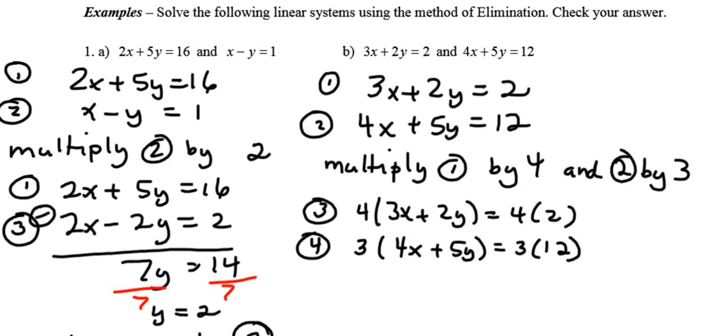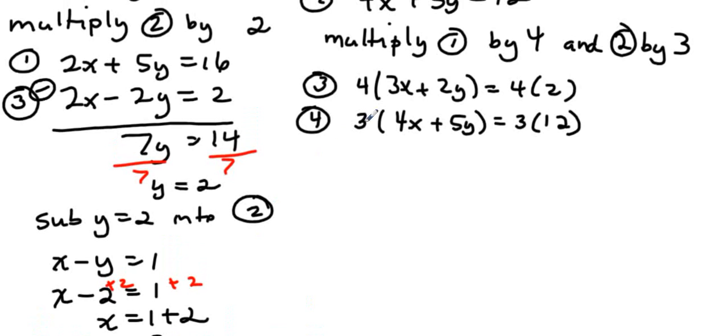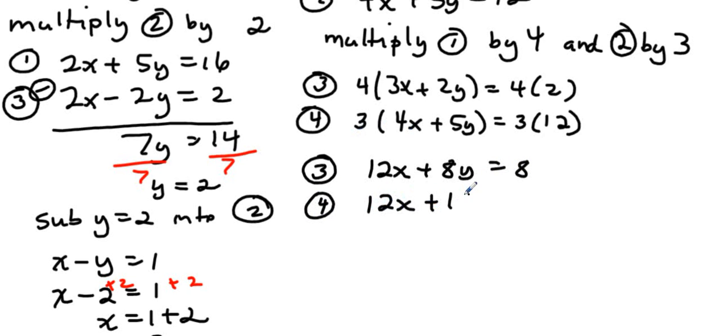And then I'll just clean this up. You can do it in one step if you want, if you can just see what the answers are to each of the terms when you multiply them through by 4. But I prefer to take baby steps. So distribute the 4 through and you get 12x plus 8y equals 8, and 12x plus 15y equals 36.